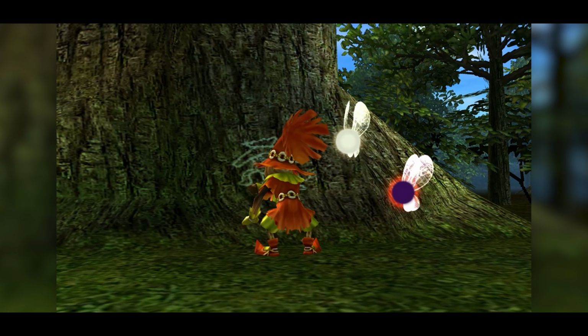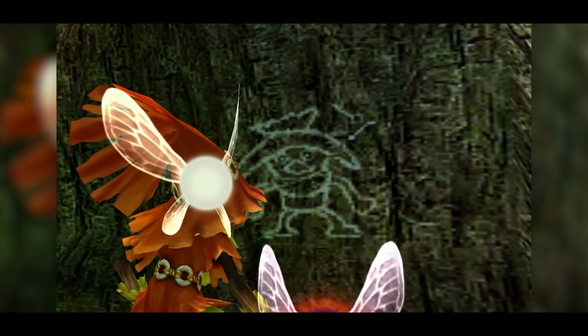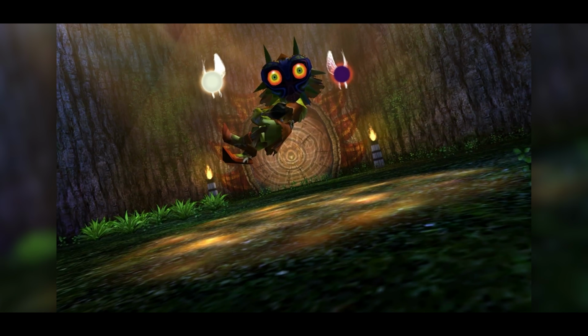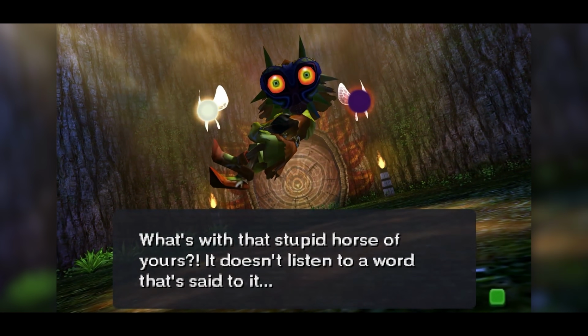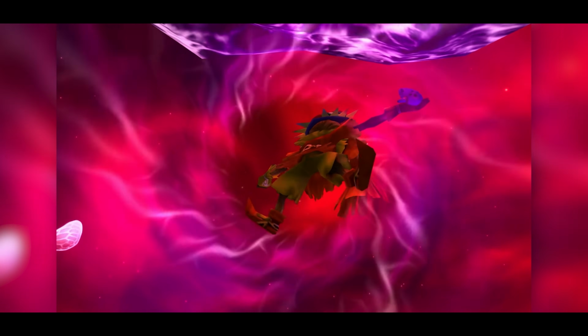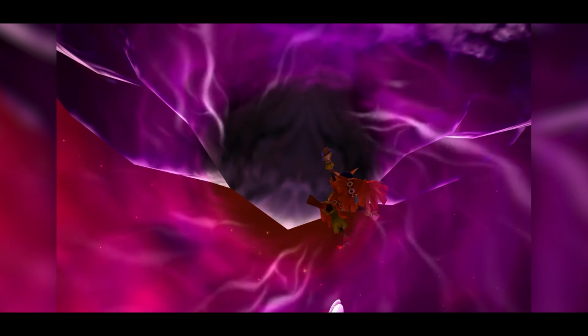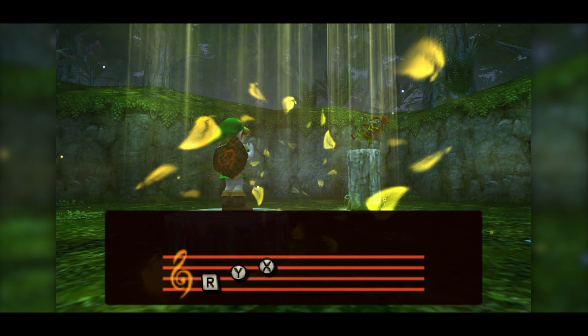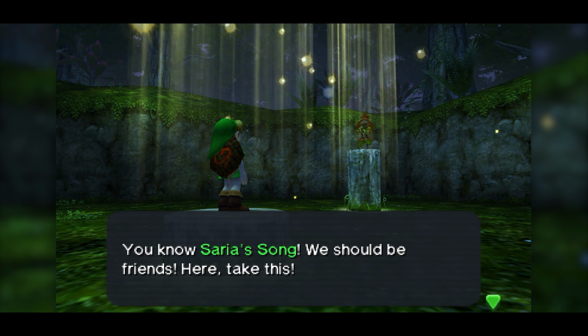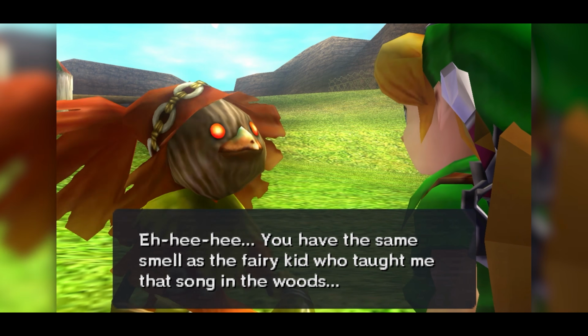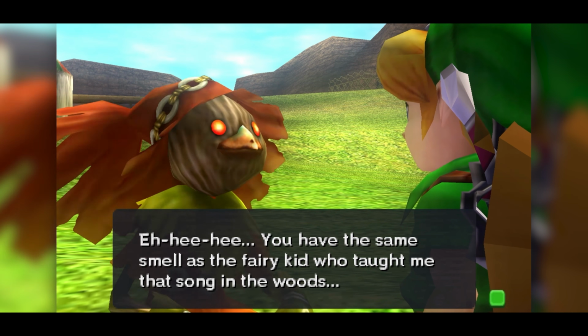Eventually, Skull Kid went back to Termina, met the fairies Tattle and Tail, and later stole Majora's Mask from the salesman. With the mask, Skull Kid began wreaking havoc among the residents of Termina, leading to the eventual falling of the moon. One possibility is that the Skull Kid seen here is related to one of the ones found in Ocarina of Time's Lost Woods. He even mentions a fairy kid that taught him that song in the woods.